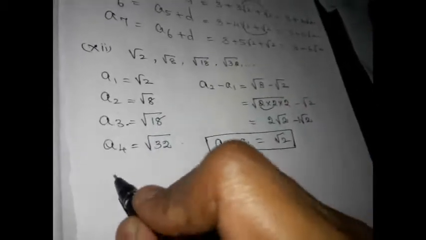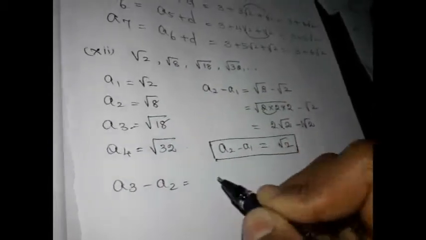Minus root 2. So for a pair we can take 1 two out. So this is nothing but 2 root 2 minus root 2. Root 2 means it is nothing but 1 root 2. So 2 minus 1 is going to be 1. So this is 1 root 2. 1 root 2 is nothing but root 2. So A2 minus A1, we got it as root 2. Now let us find what is going to be A3 minus A2.